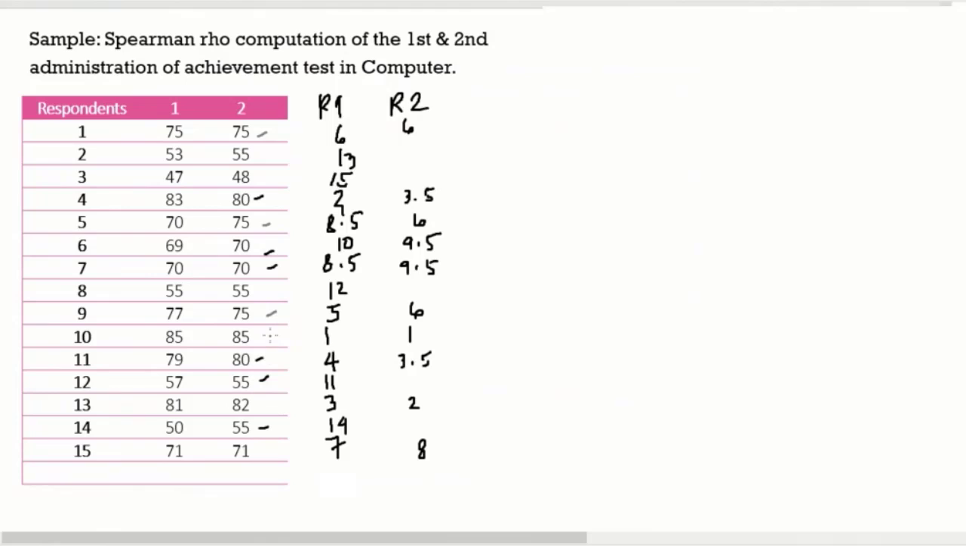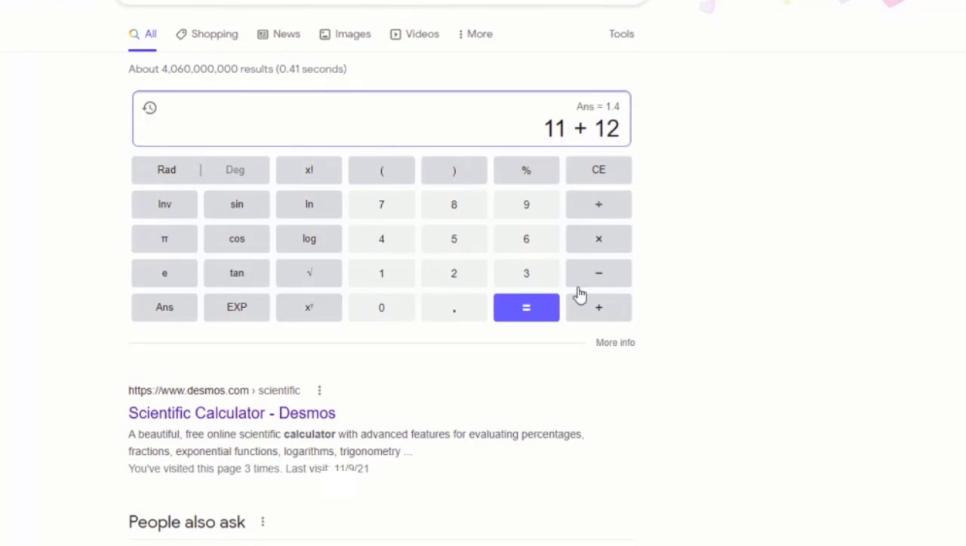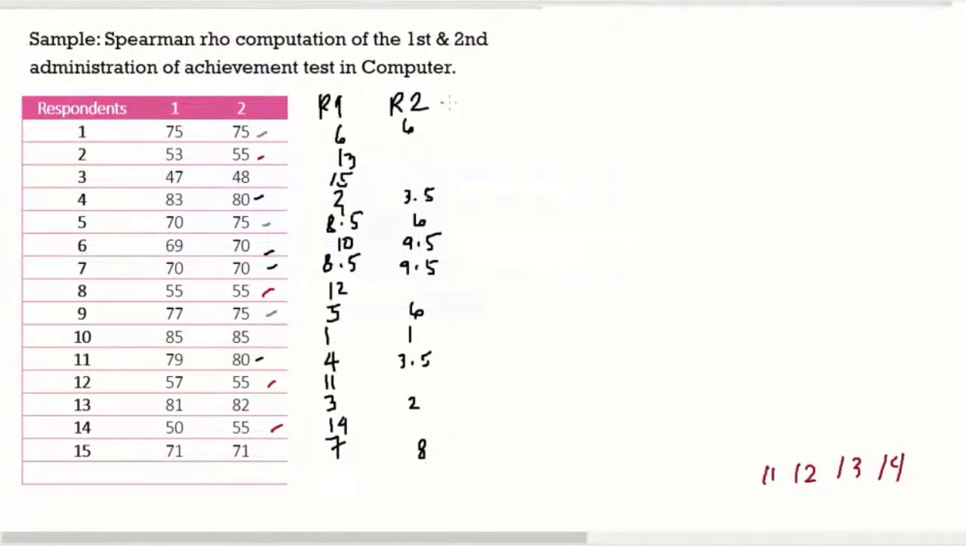1, 2, 3, 4. Okay. 4 sila. At pang ilang number na nga tayo, guys? So, kung 10, 11, 12, 13, 14. 11 plus 12 plus 13 plus 14 divided by 4. So, lahat sila 12.5. So, 12.5. And then the last one, siya na yung 15. Tama ba? Okay. Hi, finally.